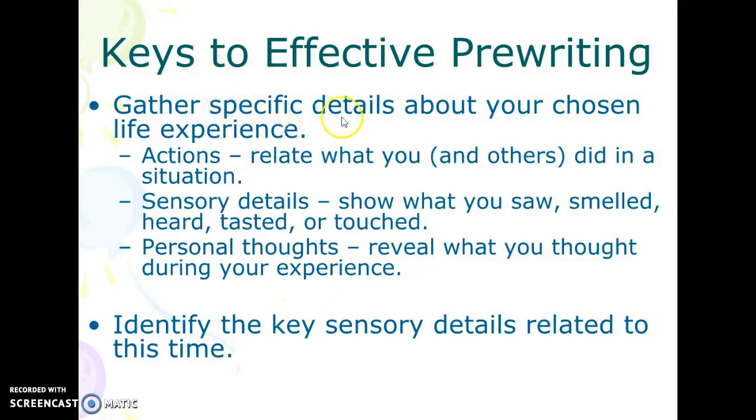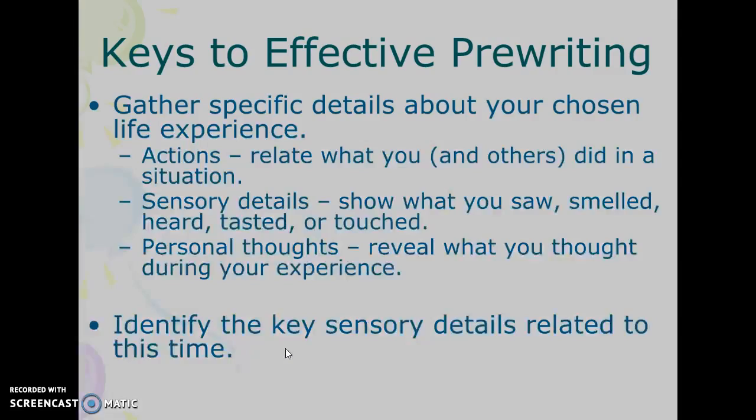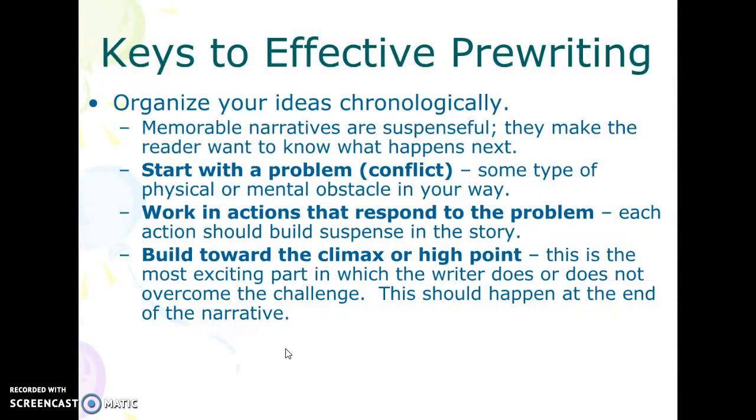Also, you want to gather those specific details. So when you look at that handout I gave you, I asked you to think about 5 important details: sensory details, personal thoughts, actions, and you want to make sure you include them in your story. And then lastly, when you write up your story, it should happen chronologically. It's really confusing to a reader if you jump around from beginning to end to back to the beginning again. So build towards that climax or high point.